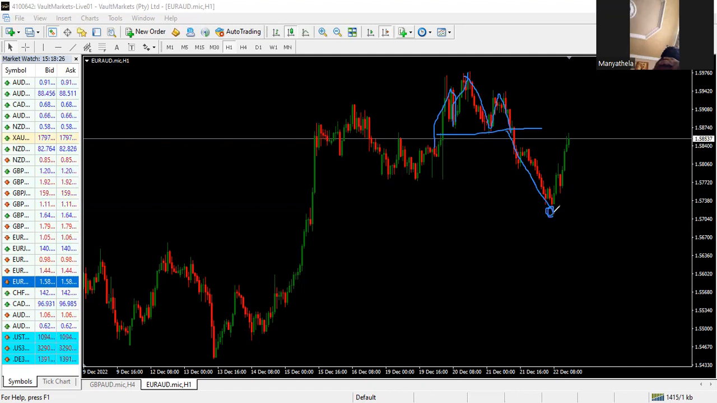If you pay attention to this zone and then you go to the left-hand side, we have a rally-base-rally. Yes, I'm on 1 hour time. You can see what happened. The market turned and then it pushed all the way up. Now we have to check the overall direction of the market.